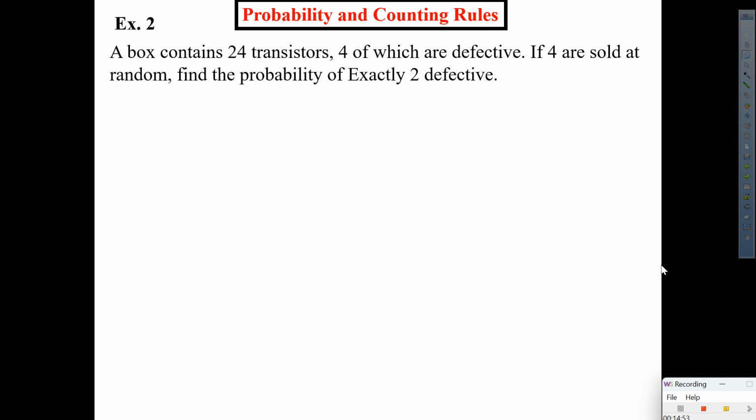Problem number 2 reads, a box contains 24 transistors, 4 of which are defective. If 4 are sold at random, find the probability of exactly 2 defective.